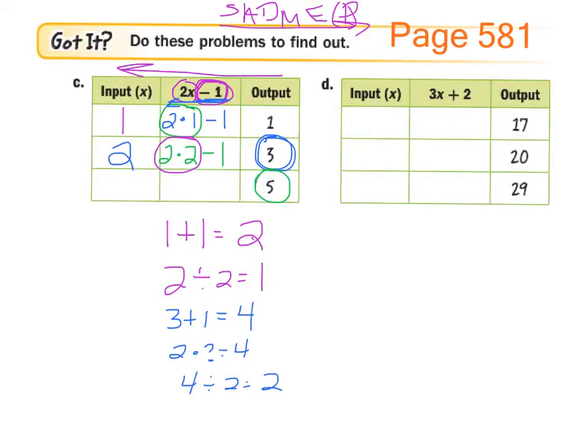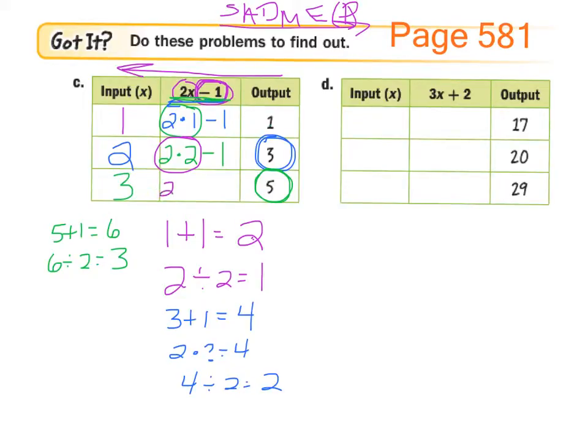Alright, let's try 5. We're going to work in reverse. So instead of subtracting 1, we now add 1. So 5 plus 1 is equal to 6. And instead of multiplying by 2, we actually have to take the 6 and divide by 2. And we get 3.